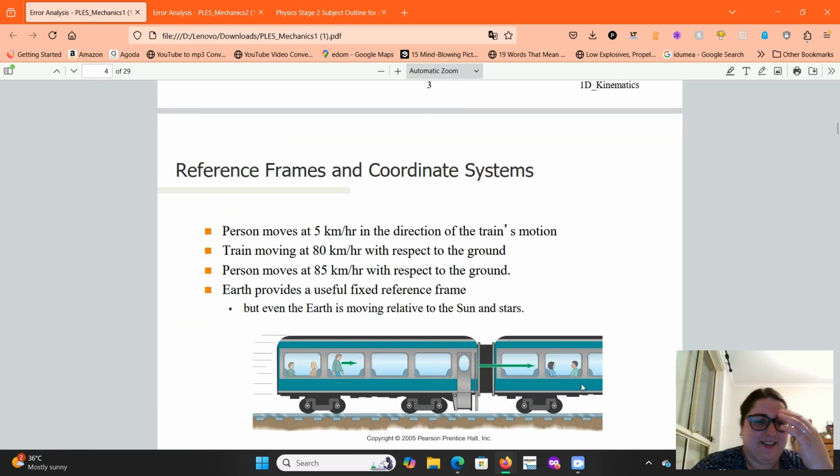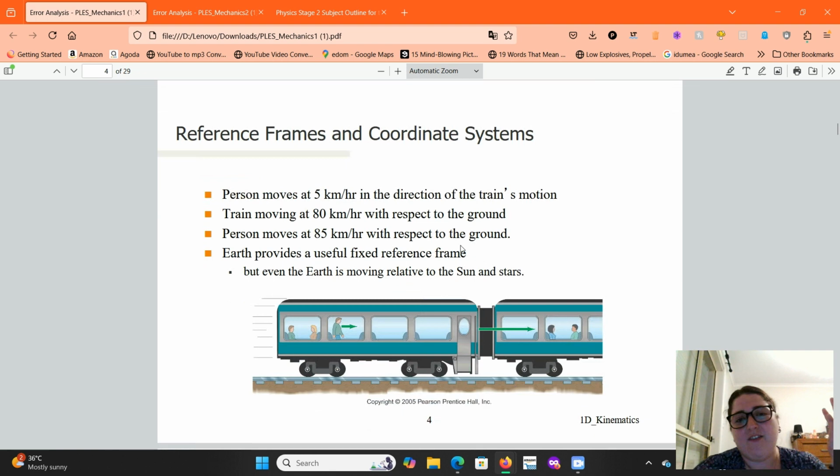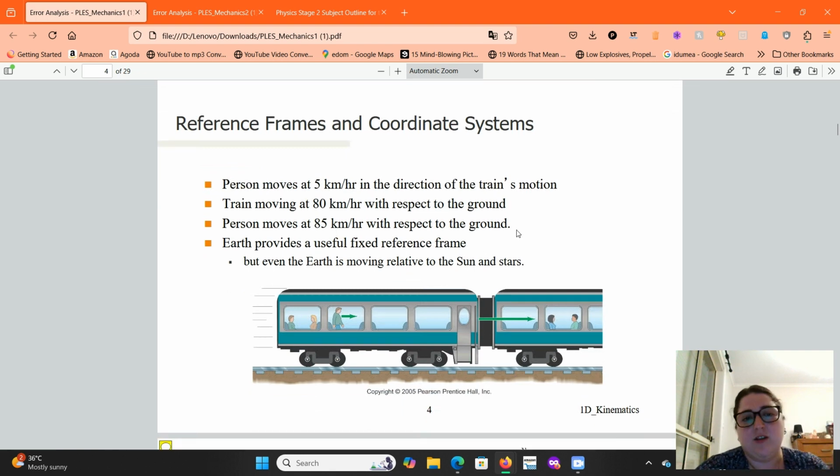And there's an example right there. A person moves at 5 kilometers per hour in the direction of the train's motion. The train moves at 80 kilometers per hour with respect to the ground. The person moves at 85 kilometers per hour with respect to the ground. And the Earth provides a useful fixed reference frame. But even the Earth is moving relative to the Sun and stars, so we tend to just disregard that unless we're doing things that involve gravity or space.